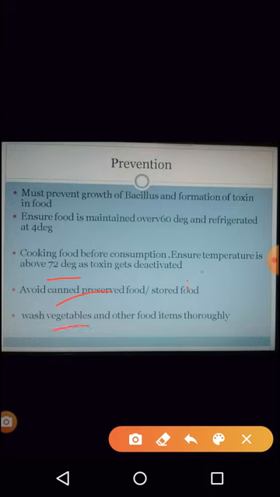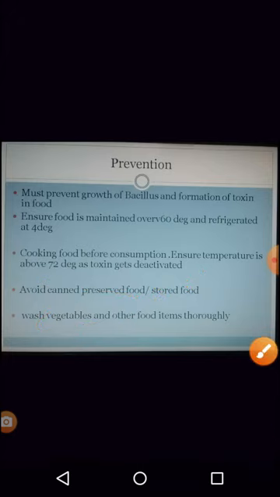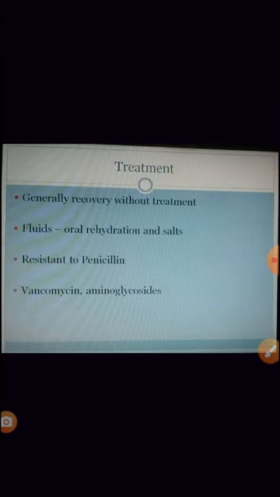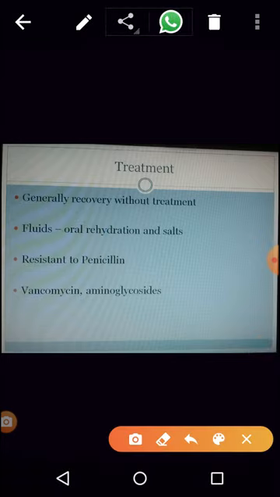As I told, the spores easily get spread from the soil onto the surface of vegetables and fruits, and hence wash the vegetables and other food items thoroughly before eating and using them. Generally, people recover from this organism without treatment. As I told, the maximum duration is 2, maximum 3 days. Within 3 days the person recovers by himself. It's an acute infection, short lived.